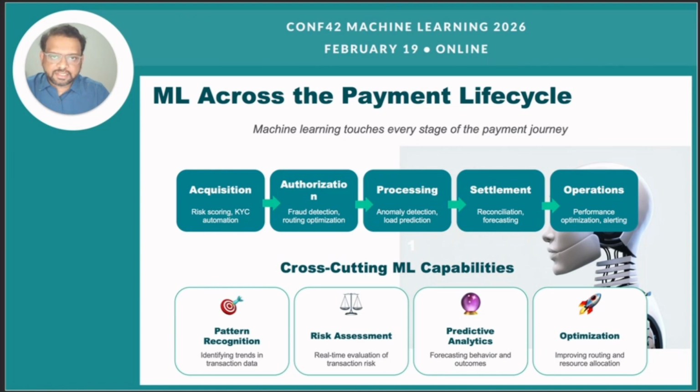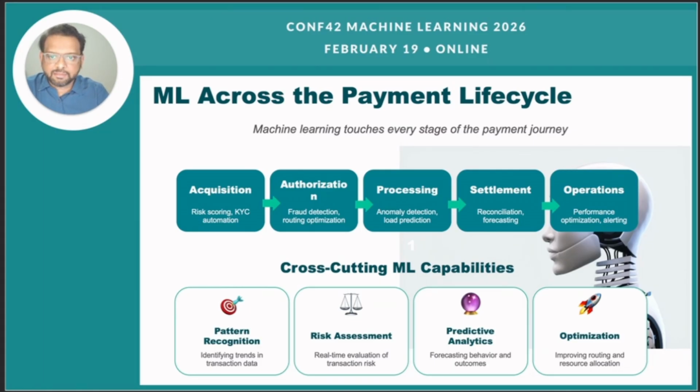Now, starting with the first stage, which is known as the acquisition phase, machine learning helps with risk scoring and KYC automation. When a merchant applies to use a payment platform, machine learning models can instantly assess the risk profiles, verify their identity, and make preliminary decisions about approval and pricing for the customer. Now, going to the next stage of the payment lifecycle, during the authorization phase, ML powers fraud detection in real time and optimizes routing decisions.